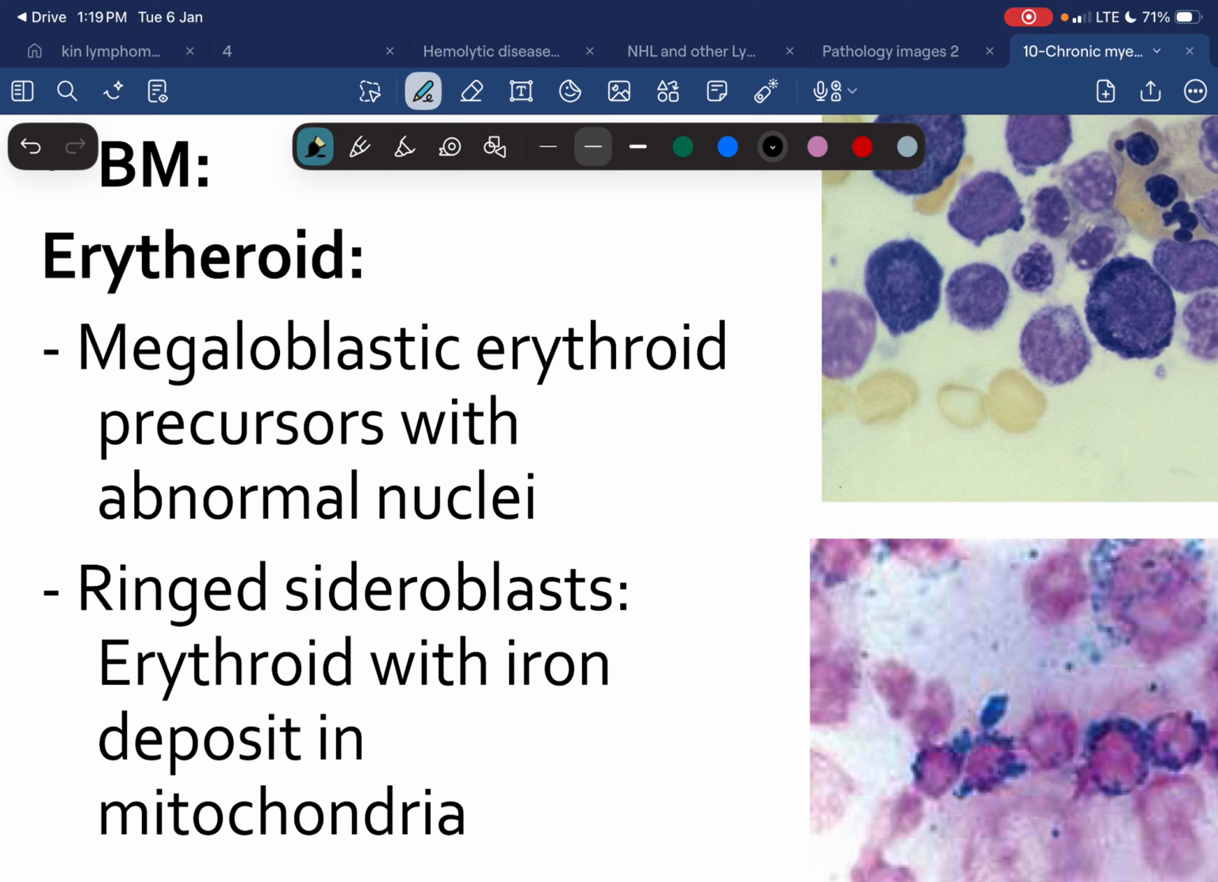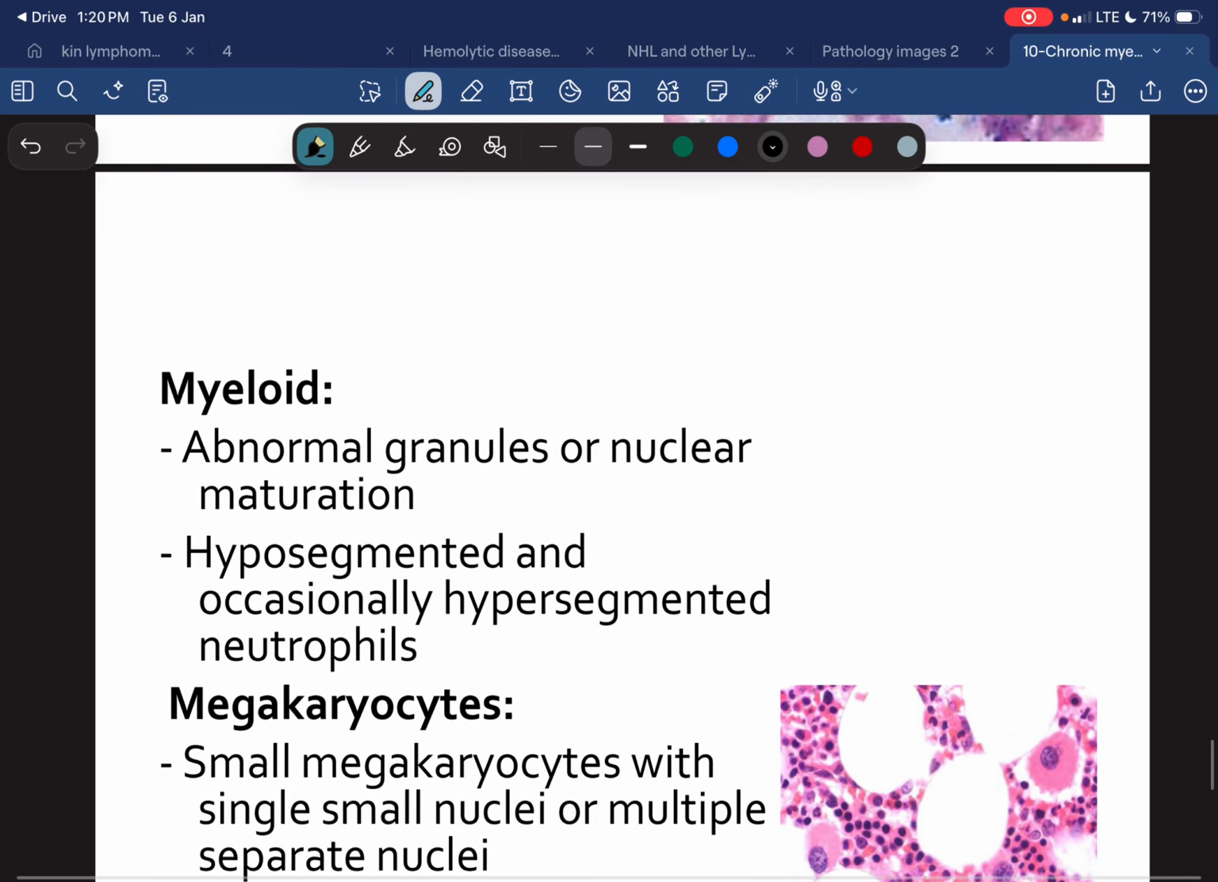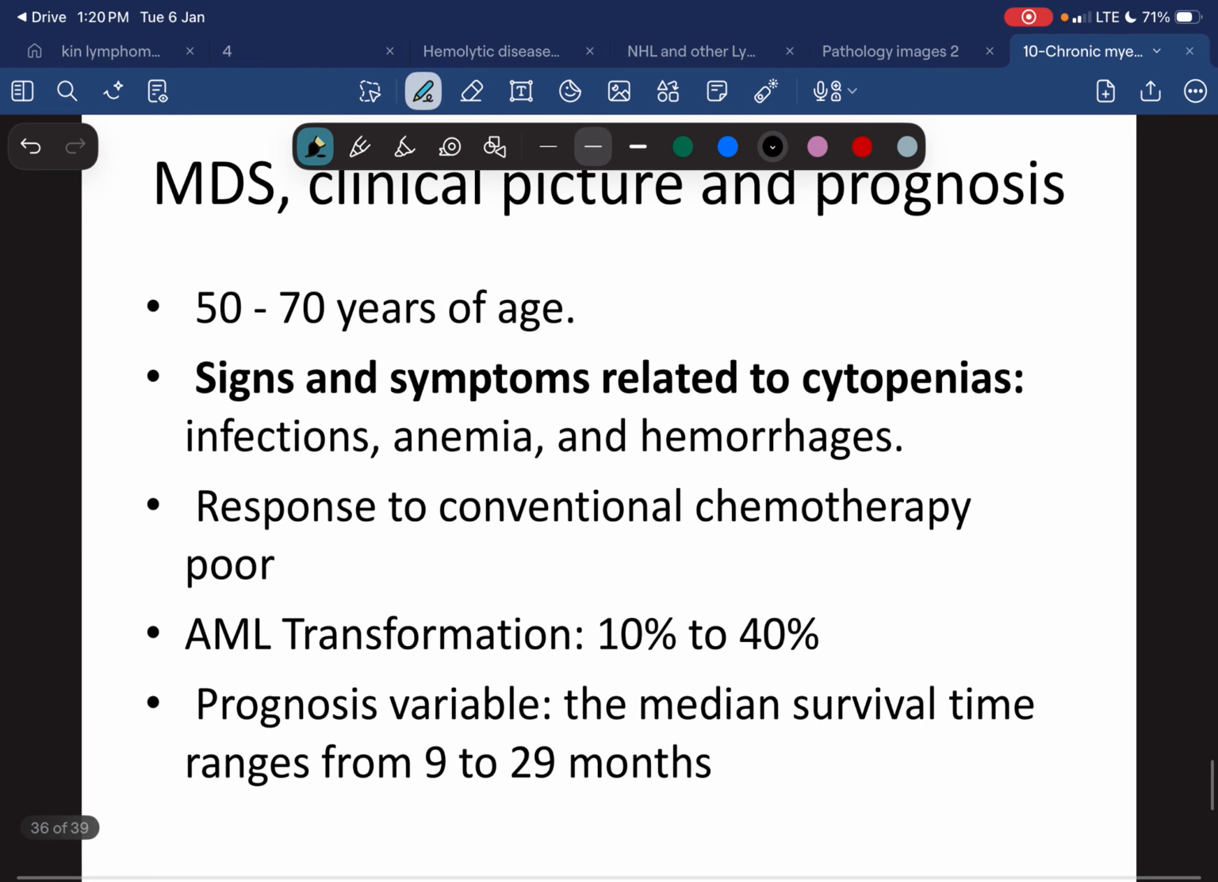The myeloid dysplastic features: abnormal granulation in the cytoplasm or abnormal segmentation in the nucleus. Nucleus normally has between 2 to 5 segments. It will be either hyposegmented or hypersegmented with dysplastic features. Megakaryocytes are small megakaryocytes, with single small nuclei or multiple separated nuclei. Affecting older age group with signs and symptoms related to the pancytopenia. So we have infection, anemia, and hemorrhage.